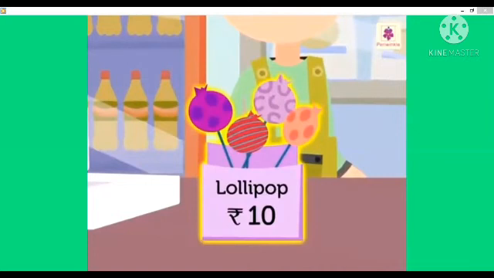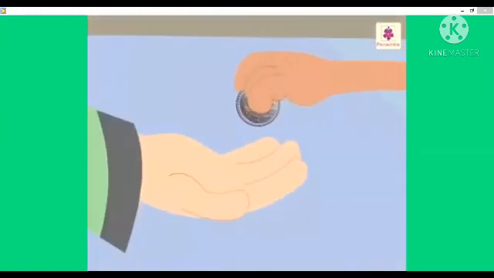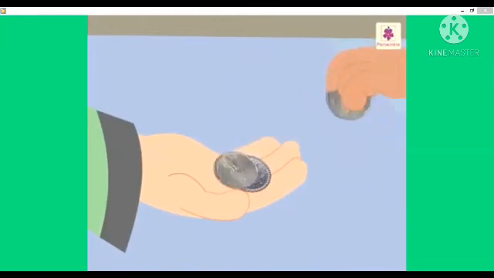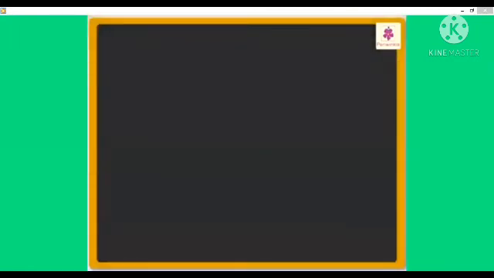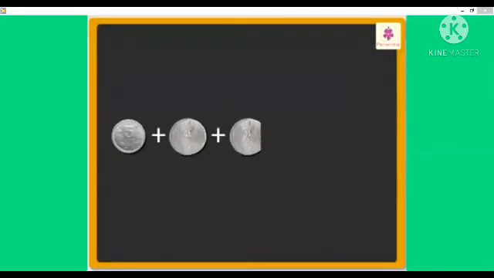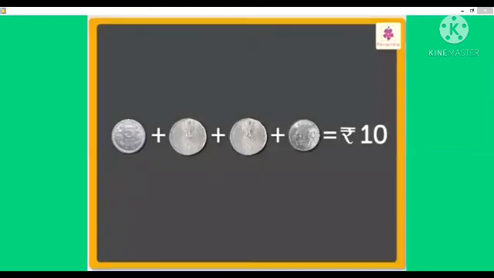The cost of the lollipop is 10 rupees. Syra gives a 5 rupee coin, then a 2 rupee coin, one more 2 rupee coin and at last a 1 rupee coin. It means she gave 5 plus 2 plus 2 plus 1 is equal to 10 rupees to the shopkeeper.